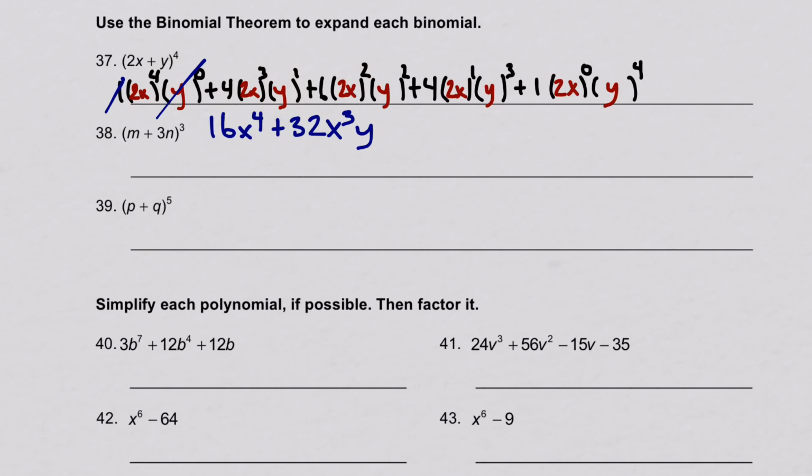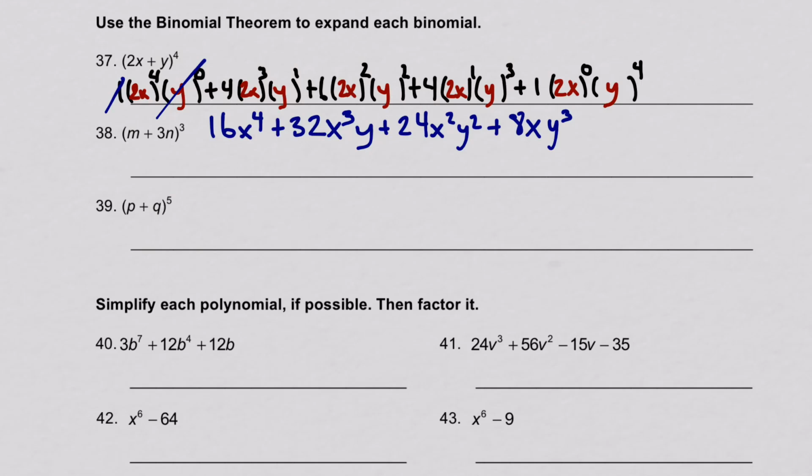In the next one, I have y squared, I have x squared, I have 2 squared, which is 4, and I'm going to multiply times the 6 in front, so 6 times 4 is 24, x squared, y squared. In the next one, I have y cubed, x to the 1, which is just x, 2 to the 1, which is just 2, but I'm going to multiply times the 4 here, so it's 4 times 2, which is 8, so plus 8 x to the 1, y to the 3rd.